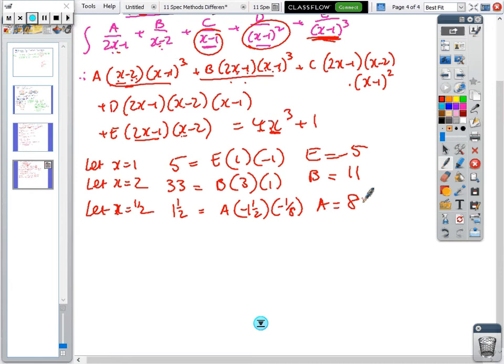Now we've got no other letters left that we can substitute in. So to find the other letters, we've got 2 more to go, C and D. What we do is we equate like terms.